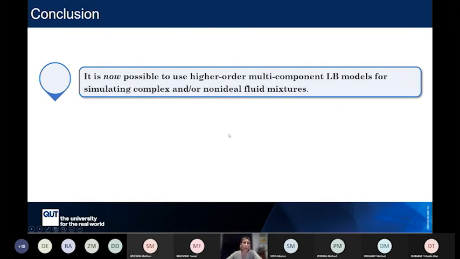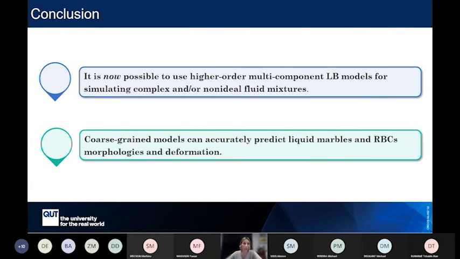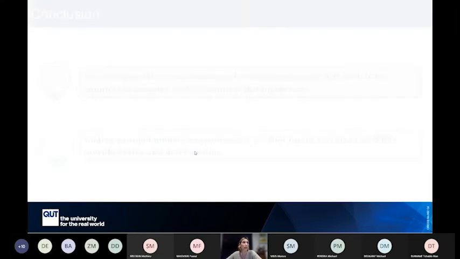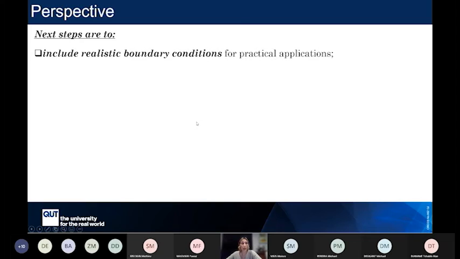So as I said, we now have a high order multi-component lattice Boltzmann method that is capable of simulating accurately complex and non-ideal fluid flows and mixtures. And we've got these coarse grain models that can look at liquid marbles, but also the deformation and deformability of different red blood cell morphologies. That's, as I said, along the way, not the end of the journey. We've still got many things to look at.